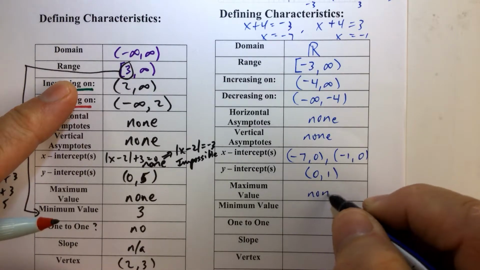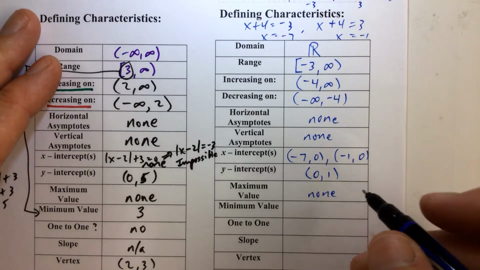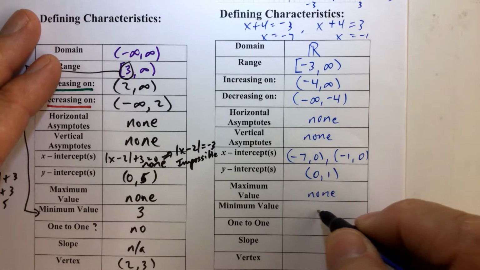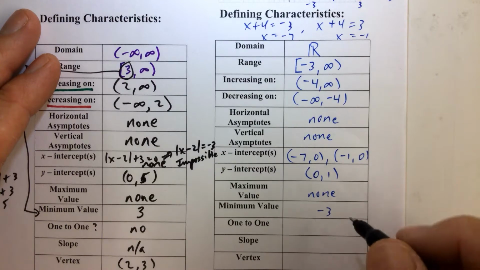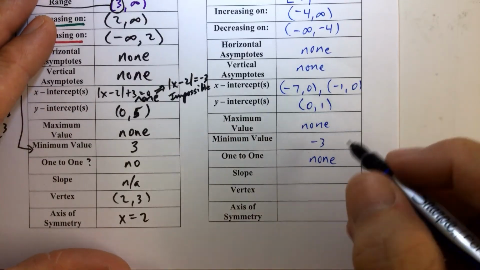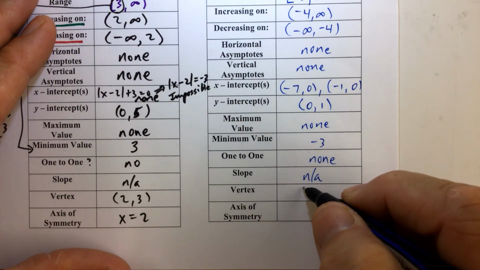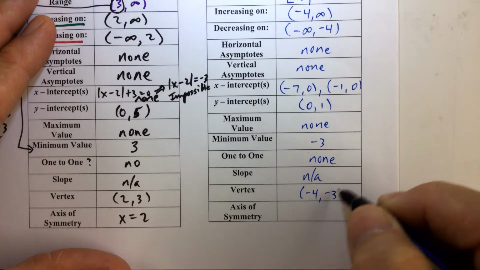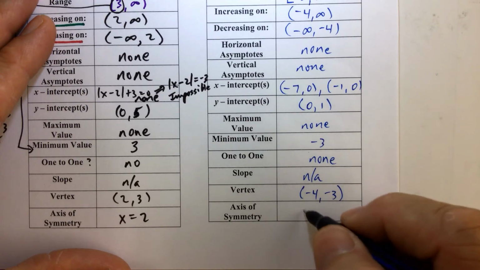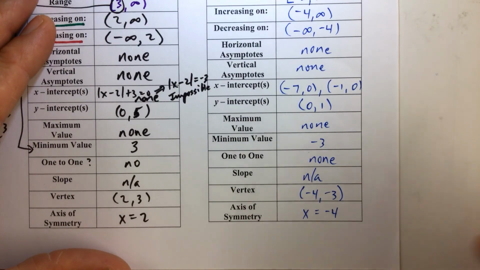There is no maximum value, but we do have a minimum value, and the minimum value is the lowest member of the range. And if we notice, we have a -3 as the lowest member of the range. Again, absolute value functions are not one-to-one. We say N/A on the slope. Vertex, we already said, was at (-4, -3). And the axis of symmetry is always going to be x equals the x value of the vertex, and that's x equals -4.